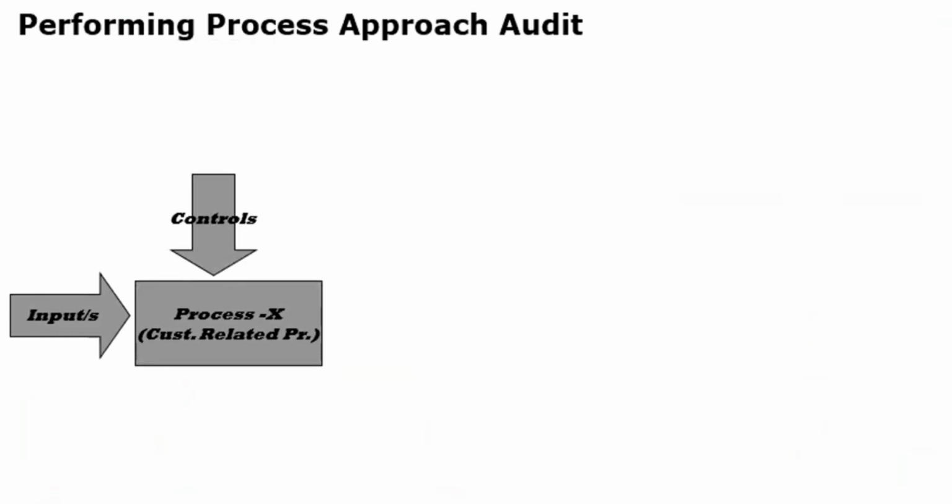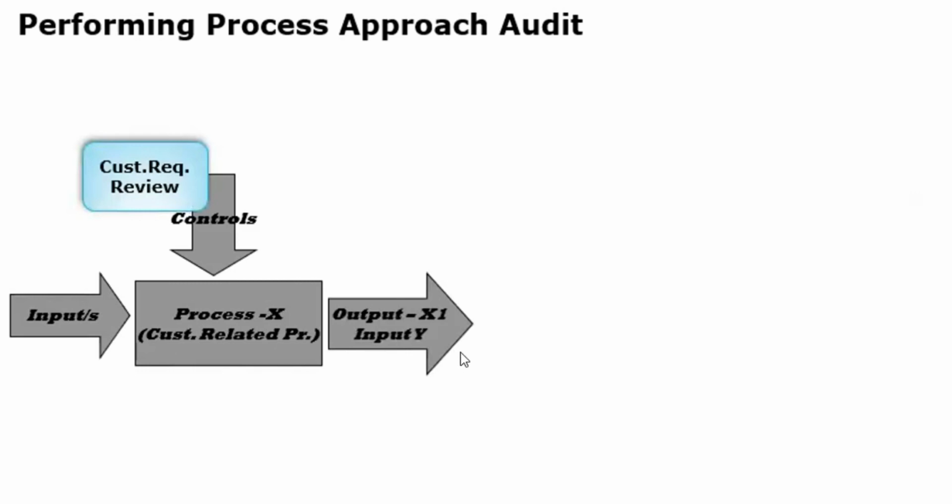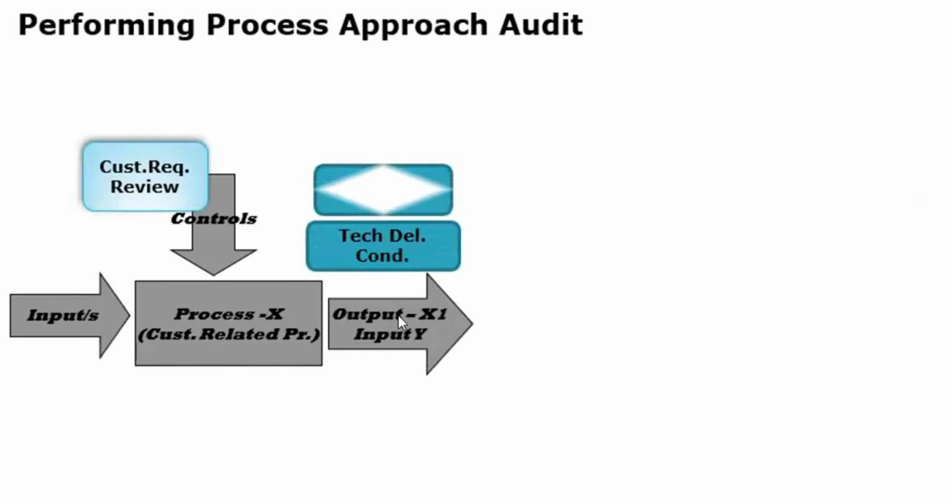Very interesting. Say you are working on one process, which is a customer related process, meaning how you determine the requirement of customer product and service requirements. So inputs and the control, and then you will have output. There will be more than one output. All right. Say this is the output.